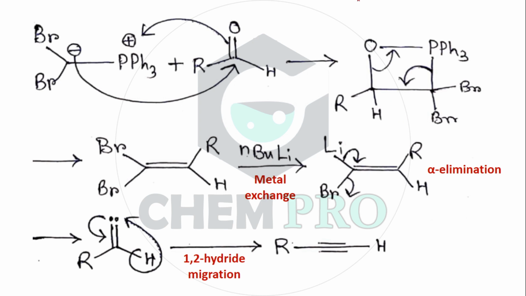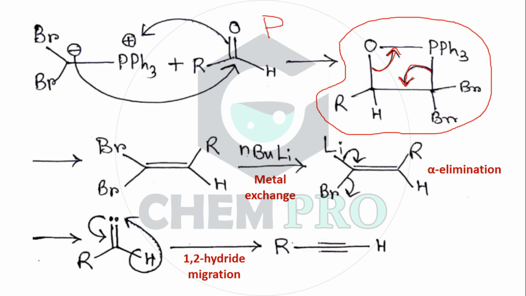phosphetane intermediate. This is a phosphetane intermediate, okay, just like Wittig reaction, and then these bonds will break just like this, because the P=O is a very stable bond. Okay, and this is the driving force of this mechanism.